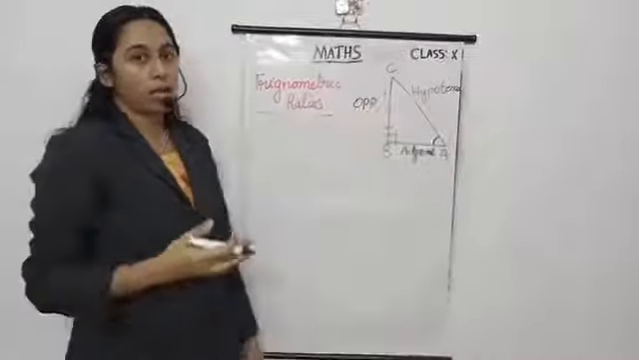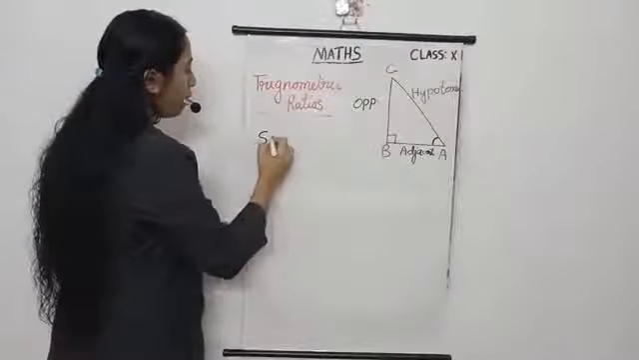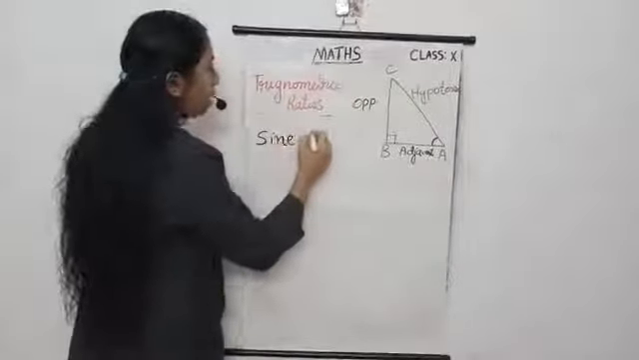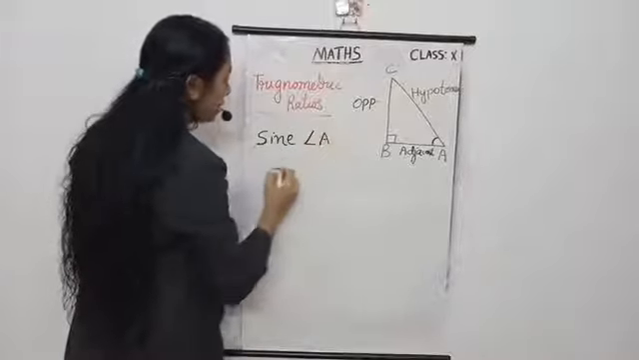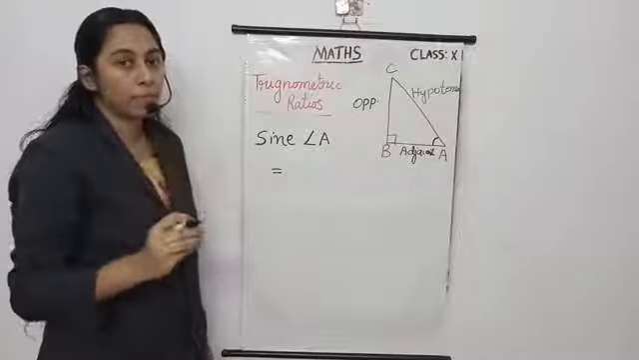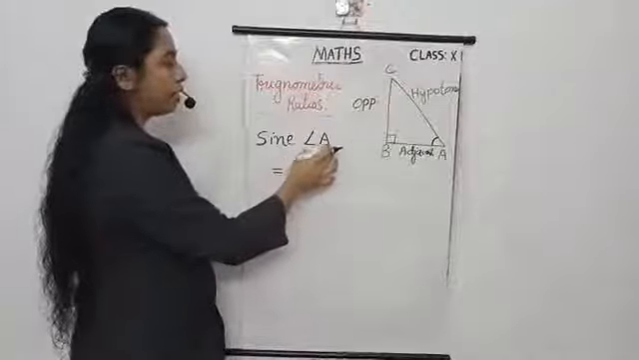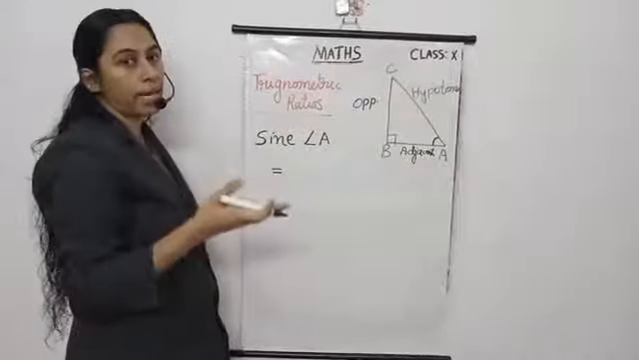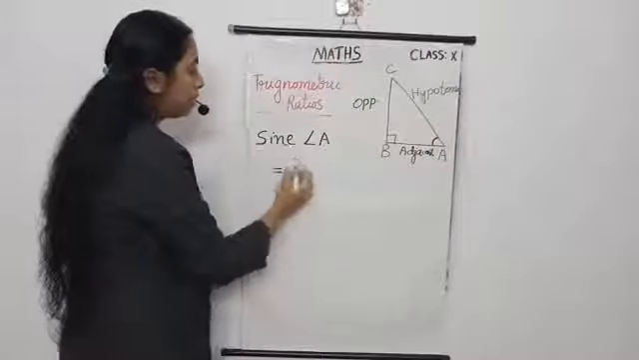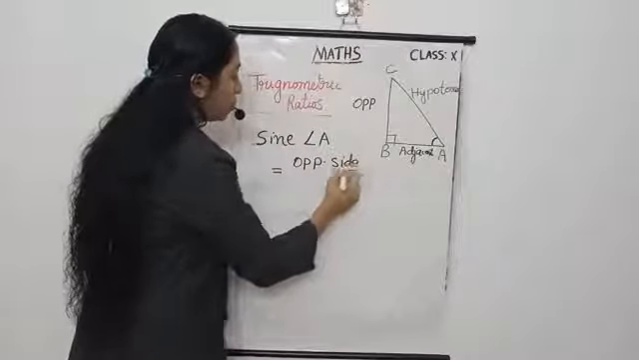Now the first trigonometric ratio is sin A, S-I-N-E, sine of angle A. This is equal to... trigonometry is the relationship between angles and sides. So sin A means angle A is related to sides. The opposite side of angle A is BC, and sine means opposite side by hypotenuse.